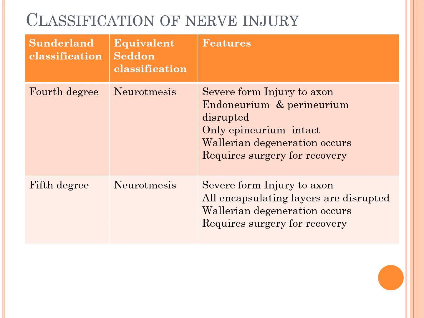So fourth and fifth degree are almost the same. It is a severe form of injury to the axon. In fourth degree, only two layers, endoneurium and perineurium, are disrupted, whereas epineurium will be intact. In fifth degree, all the three layers will be disrupted.